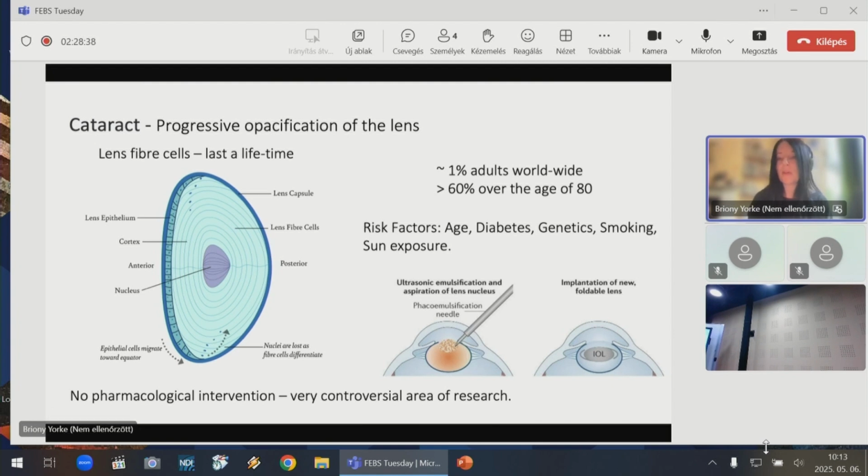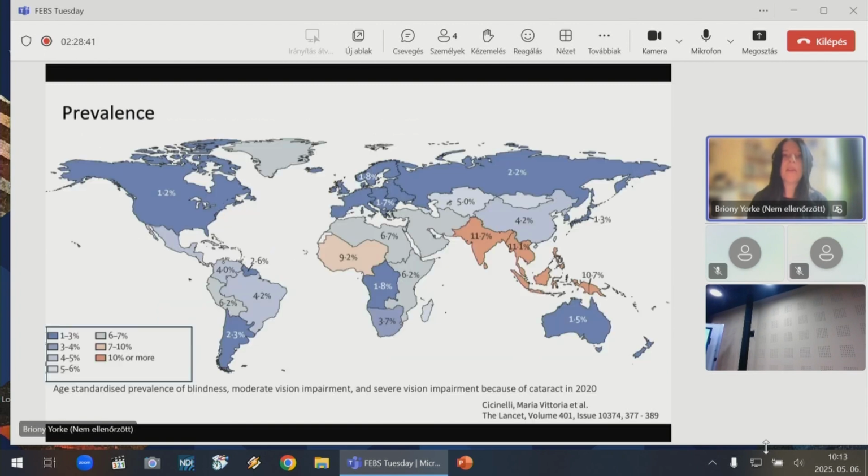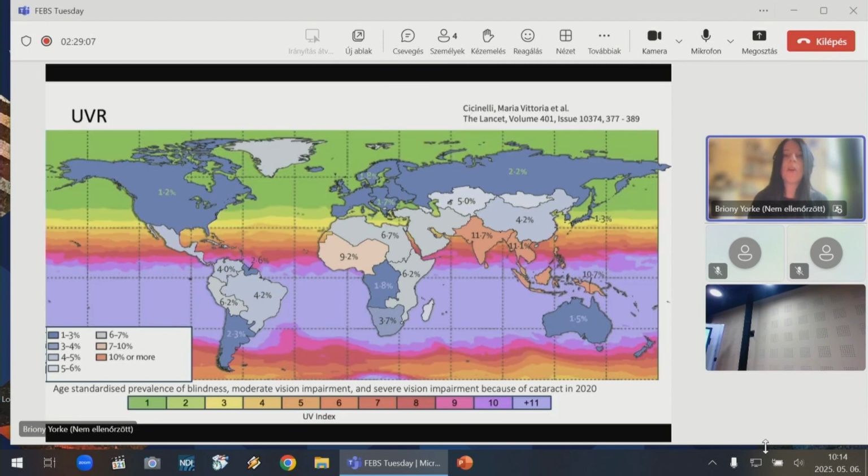However, although very successful, the requirement for surgery results in a huge vision inequality throughout the world. In areas where surgery is quite easily accessible, we see that fewer people struggle with cataract. However, in the central regions around the equator, cataract prevalence is much higher. And if we overlay this with the UV index, we see that the prevalence is higher in regions that have a higher UV index and lower access to surgery.